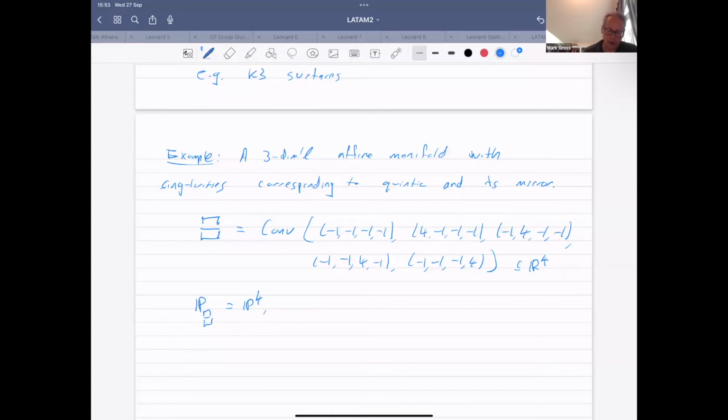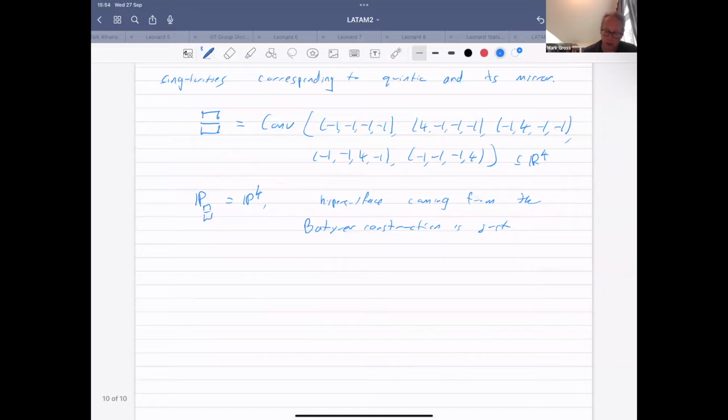And if I take a hypersurface coming from the Batyrev construction, it is just the quintic. Okay, so this is a natural polytope to look at if we're interested in the quintic. I'm going to take B to be the boundary of xi, so this is homeomorphic to S3, of course with a piecewise linear structure.